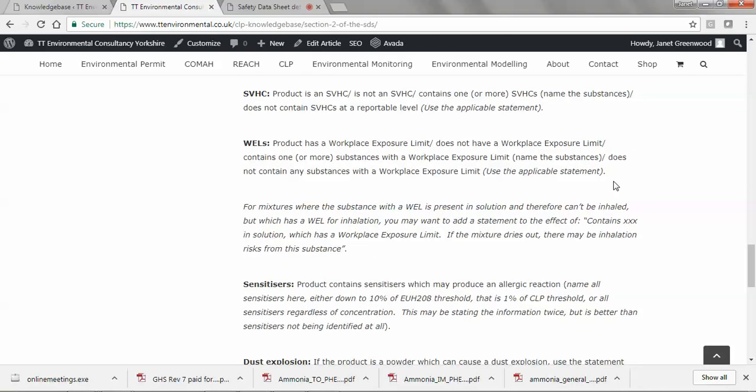And there's a very interesting situation that's been discussed at length on the CHCS forum, which is: should you identify a component substance with a workplace exposure limit if it's in solution and cannot be inhaled? Most workplace exposure limits are for inhalation. So if you're in that situation, you've got a component substance, or perhaps more than one, that's got a workplace exposure limit, you may want to say: contains XXX, whatever the substance is, in solution, which has a workplace exposure limit. If the mixture dries out, there may be inhalation risks from this substance.